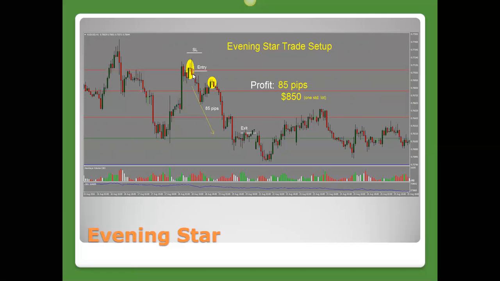So again, you can enter at the bottom, or you can wait for a pullback. In a 1 hour chart, I would recommend waiting for a pullback, but it doesn't matter. If you just need to enter the trade, you can put your stop loss above the high here, making sure you give it some room to breathe. And then we're looking for price to come down. As you can see, price comes down here.